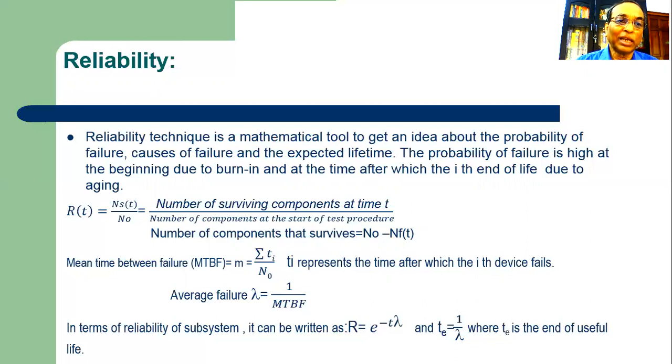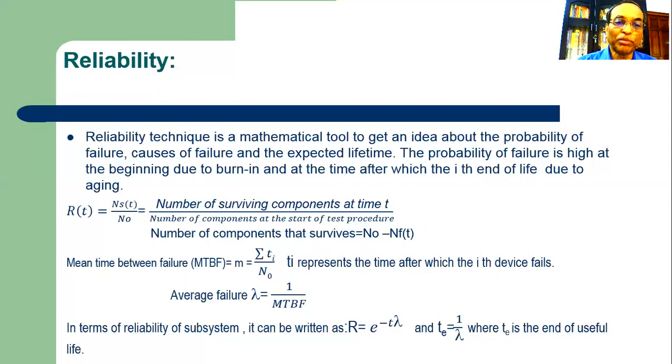R(t) is the reliability. It is defined as the number of surviving components at time t divided by the number of components at the start of the test procedure. So it is Ns(t) divided by N0, where N0 is the initial number of components, and after time t is the survival. The number of components that survive is N0 minus Nf(t).